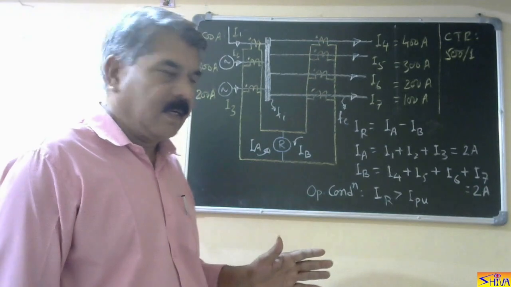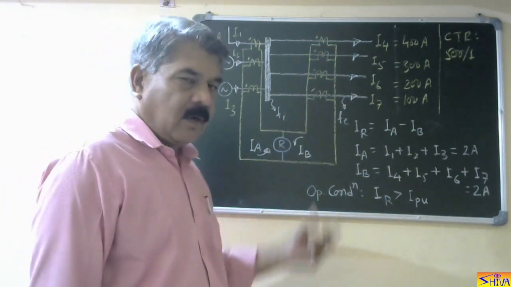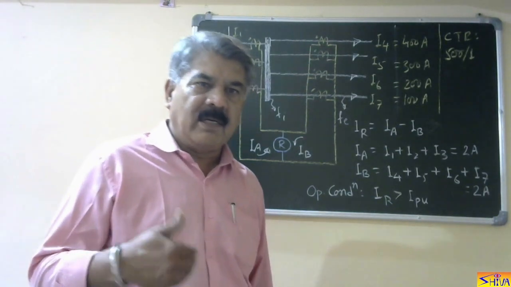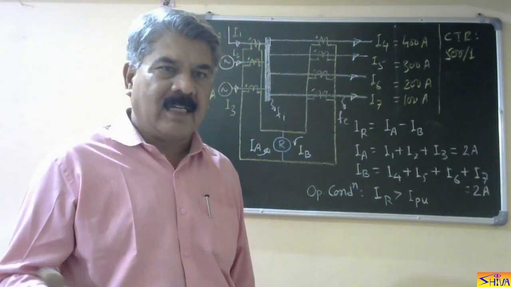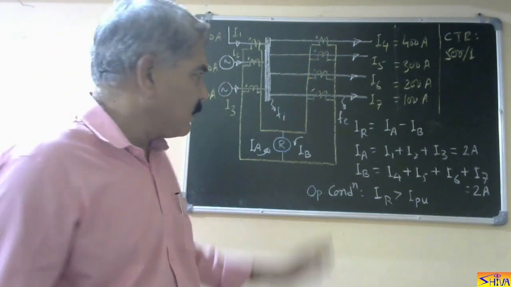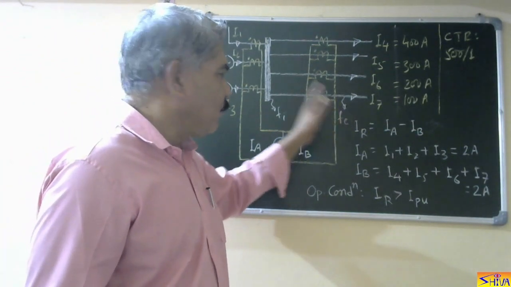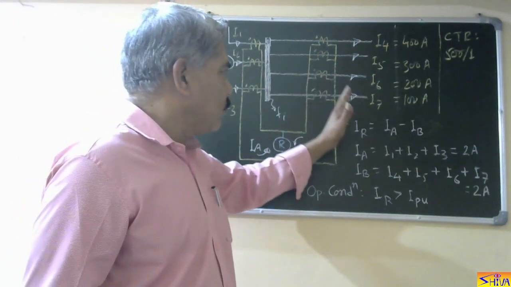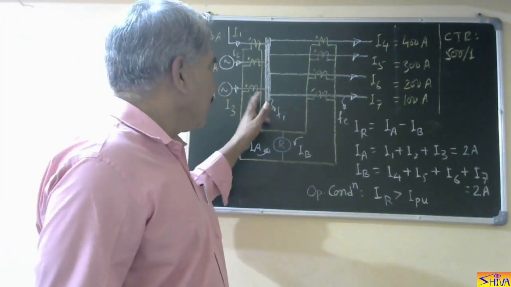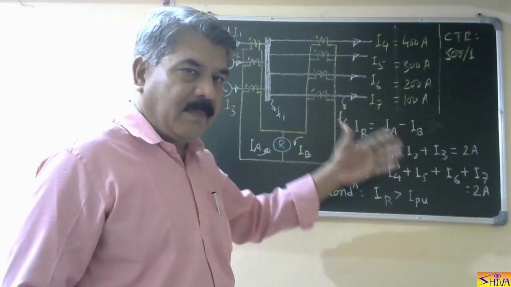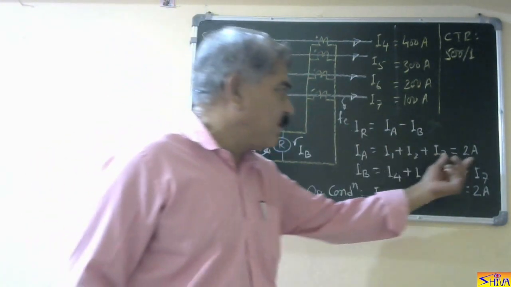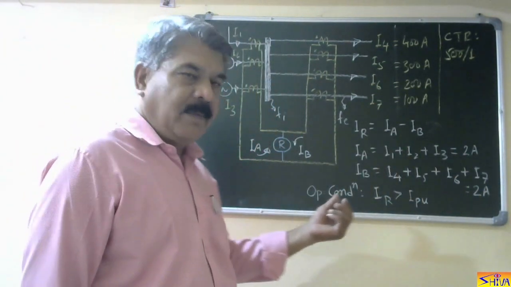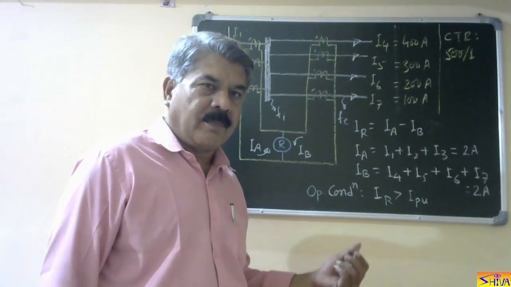and the relay does not operate. Now let us consider an external fault. Let us assume that when the external fault occurs, current magnitude increases 10 times. It is outside the protected zone, so whatever current is coming to this bus bar is diverted to the fault. Current entering and current leaving will both increase 10 times, that is 20 amperes each. But the differential current will be 0, so the relay does not operate.